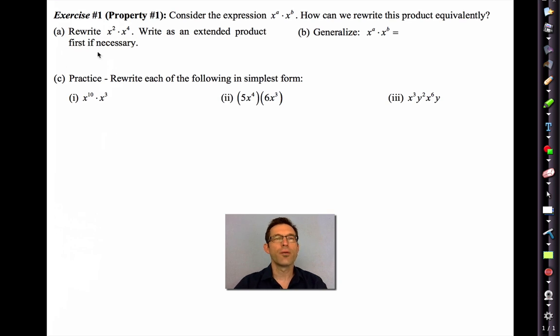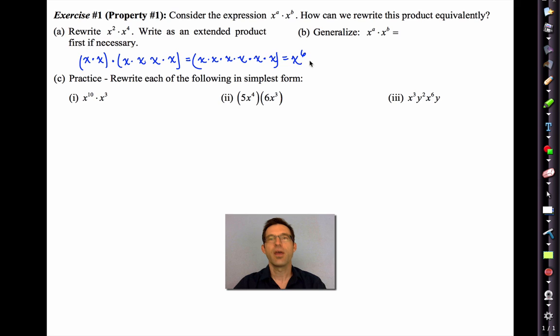All right. Well, you probably don't need to write this as an extended product, but if you do, x squared is x times x, right? X to the fourth is x times x times x times x. And because multiplication is associative, we can remove those parentheses and regroup as the following, right? And then that's x to the sixth. How can we generalize that? What's the rule? X to the a times x to the b is x to the a plus b.